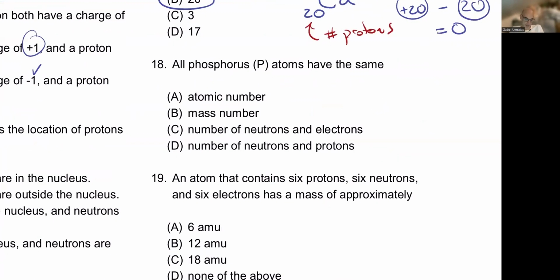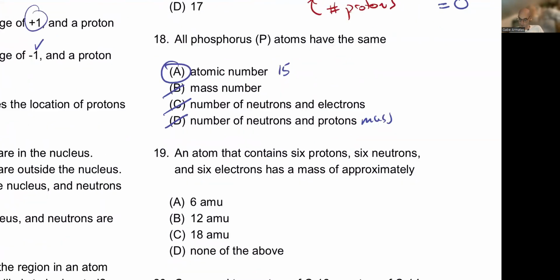All phosphorus atoms, okay, phosphorus. If it's phosphorus, that is element 15. That is the same atomic number, which is 15 for phosphorus. The mass number can change. That would make an isotope. Number of neutrons and electrons, it can be an ion, so it can have extra electrons or not. Number of neutrons and protons, that's mass. So that's the same thing as mass, right? So atomic number, number of protons, that's what's the same for phosphorus.